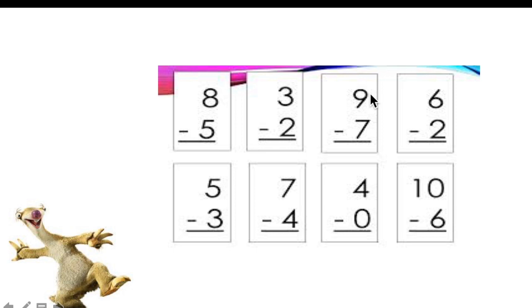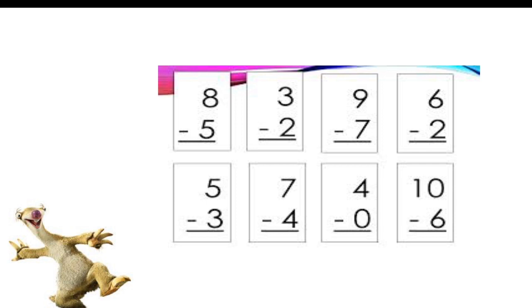Now let's try this one. Put 9 fingers up and take 7 down. How many fingers will you have left? 9 take away 7 will be 2. 6 minus 2. 6 fingers up and take 2 fingers down. How many will you have left? 4. So do you understand what subtraction is?